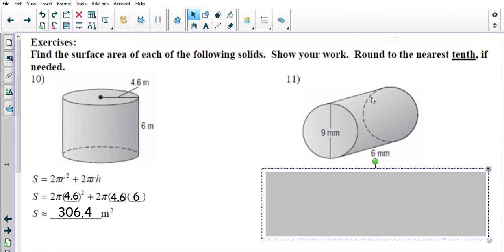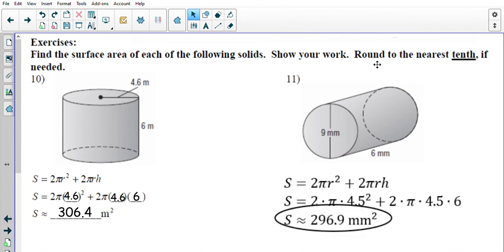All right, let's take a look at our second cylinder. Again, you may want to pause the video, try it on your own. Just make sure you're using the radius of the circle, which is 4.5, not 9. All right, so since the radius is 4.5, we'll do 2 times pi times 4.5 squared plus 2 times pi times 4.5 times the same height of 6. They won't always have a height of 6. That's going to get us approximately 296.9 millimeters squared.